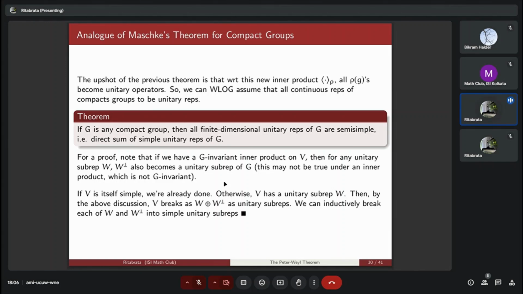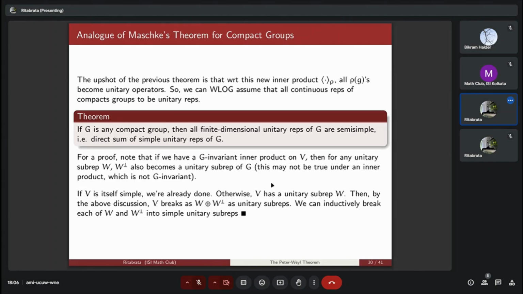We can inductively do that. If W and W prime are both simple, we'll stop at this step. We are done. If one of them is not simple, it has some subpart, let's say U, then we can write W as U direct sum U prime. It will just go on forever. But we cannot go on forever because we have finite dimension. It will stop somewhere and we will be done.